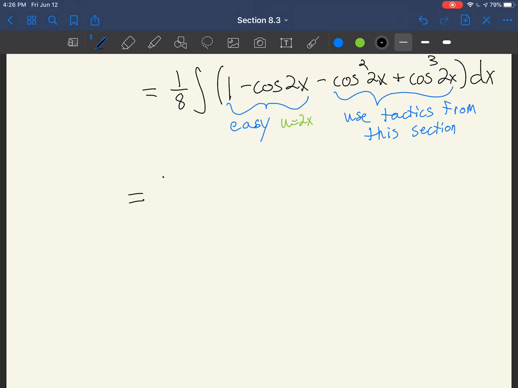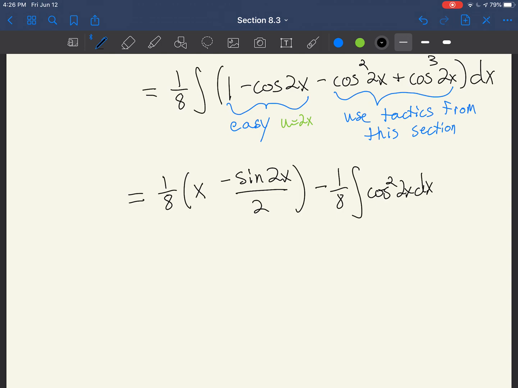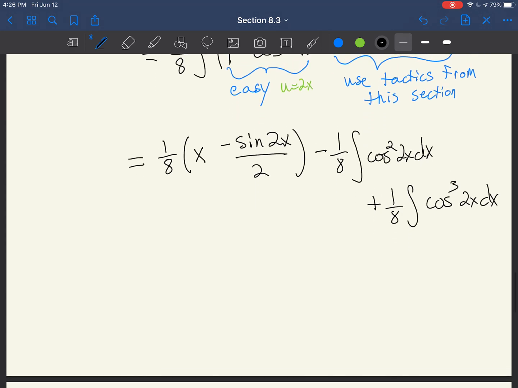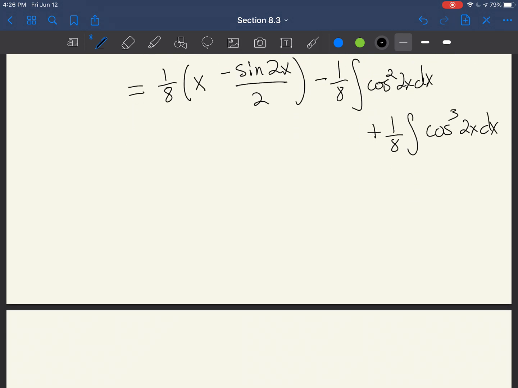Okay, so that's 1/8 times integral of 1 is x. Integral of negative cosine of 2x is negative sine 2x over 2. We then have minus 1/8 integral of cosine squared 2x dx plus 1/8 integral of cosine cubed 2x dx. So just expand this integral.